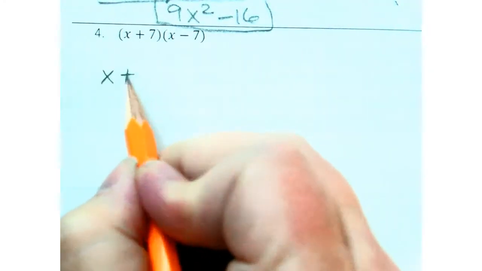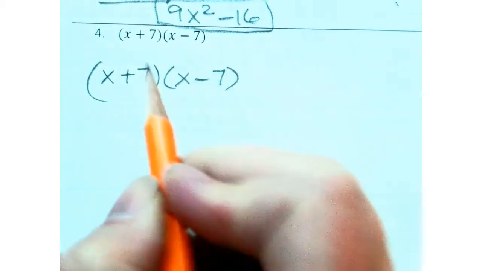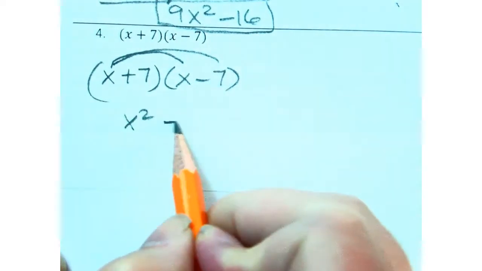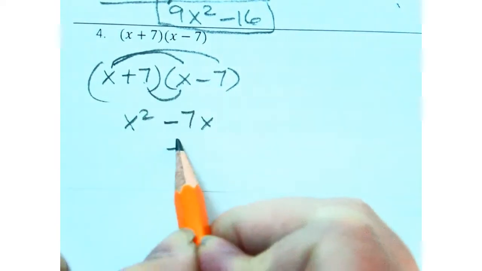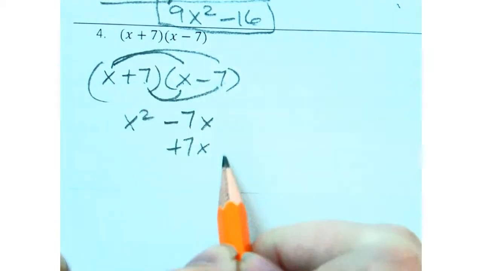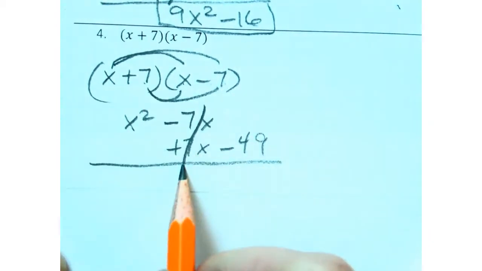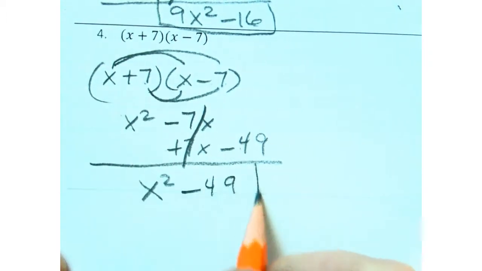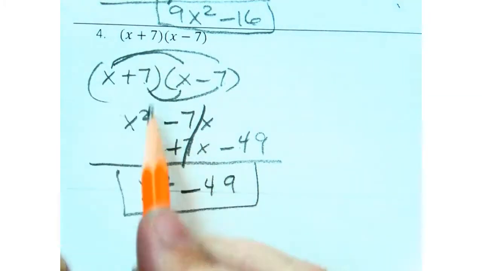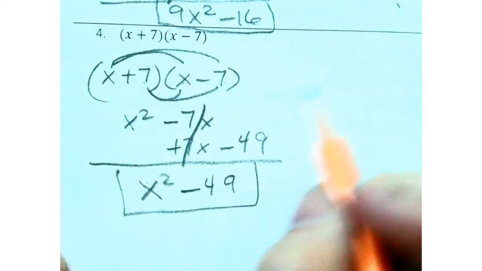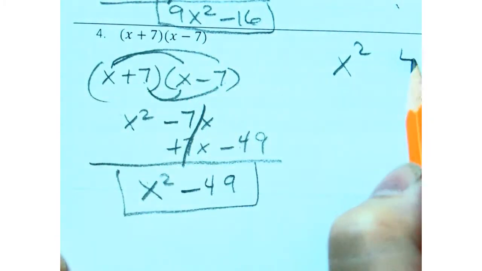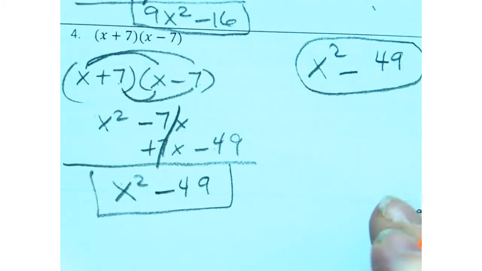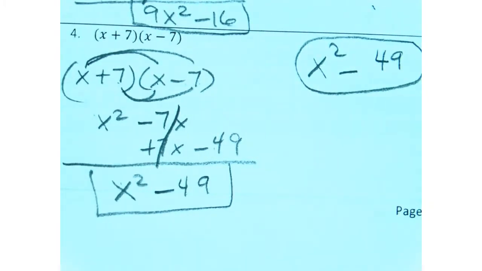I will do it both ways, the long way and then the short way. X times x is x squared. X times negative 7 is negative 7x. Now 7x minus 49. The middle term cancels out, leaving x squared minus 49. For the shortcut, I just square x to get x squared, square 7 to get 49, put a minus in between. So you could use the shortcut or the long way and get the same answer.